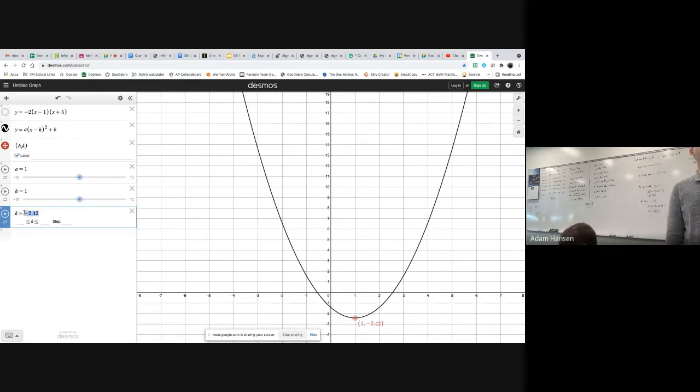Vertex form is set up for you to find the vertex rather quickly, just like intercept form is set up for you to find the intercepts without much effort.